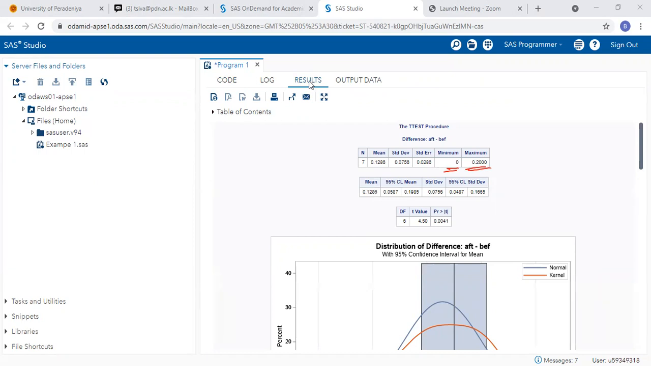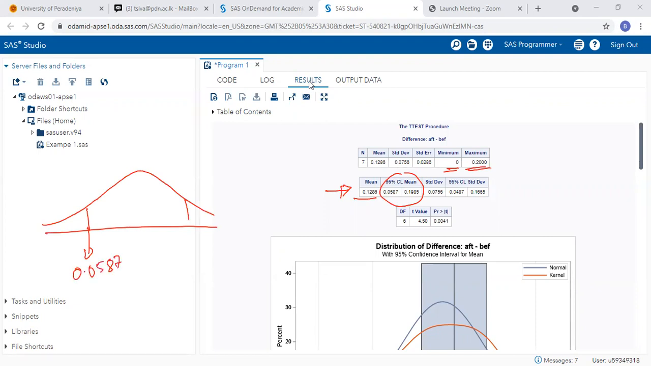Now, these are some of the information. Mean value, confidence interval of the mean. So the confidence interval, we can say it is in between the upper value and the low value. Low value is 0.0587. Upper value is 0.1985. From this itself, we can test the null hypothesis: mu difference is equal to 0. Does this 0 come in this range of values?